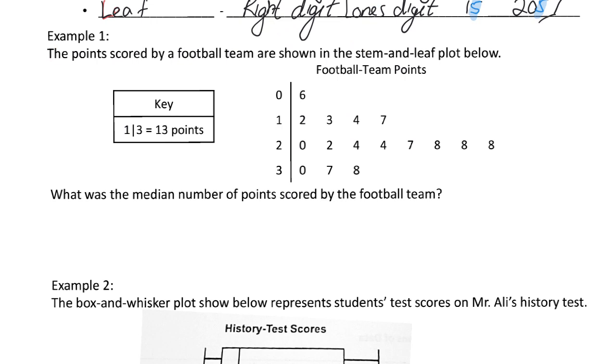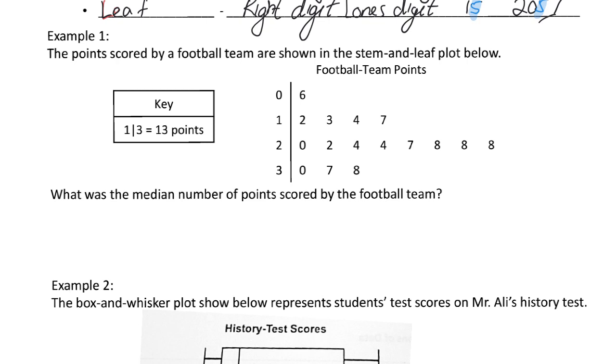It gives you this key here, which is going to be helpful. This line in between: the stem is 1, the leaf is 3, so it reads as 13 points. So what's the median number? We simply need to find the middle number. If it helps, cross them out.